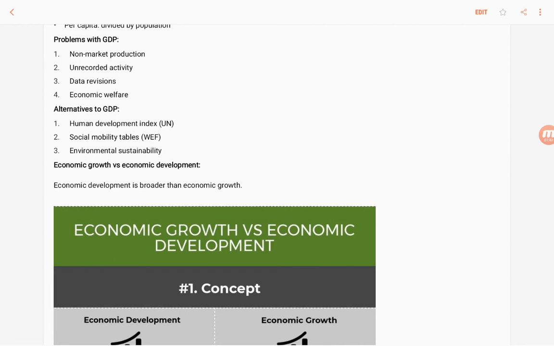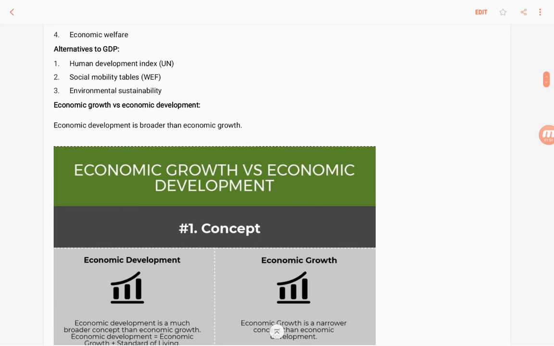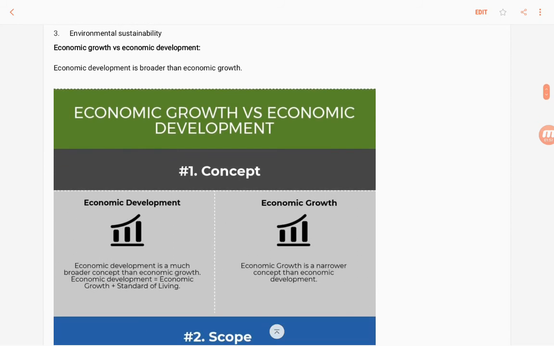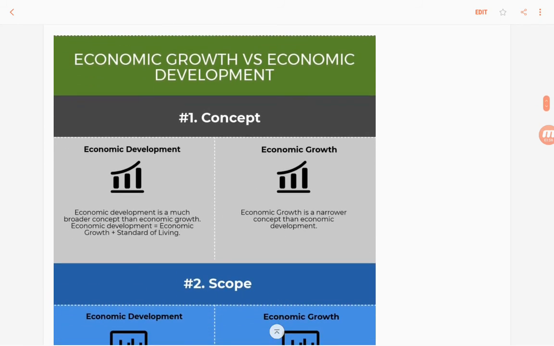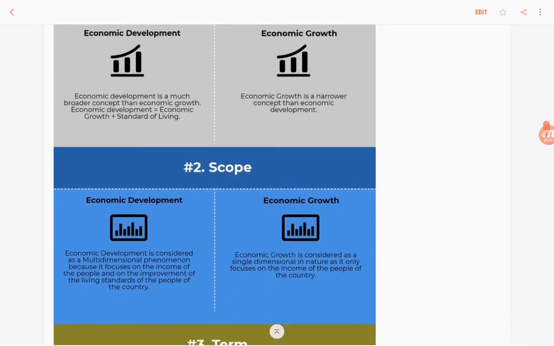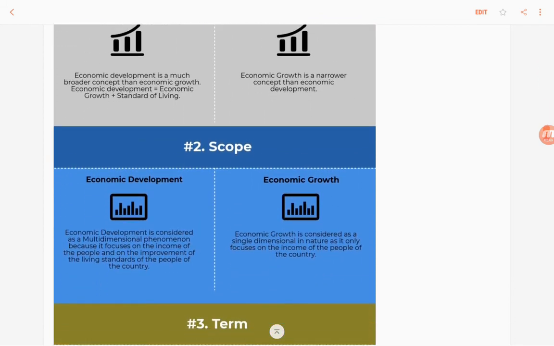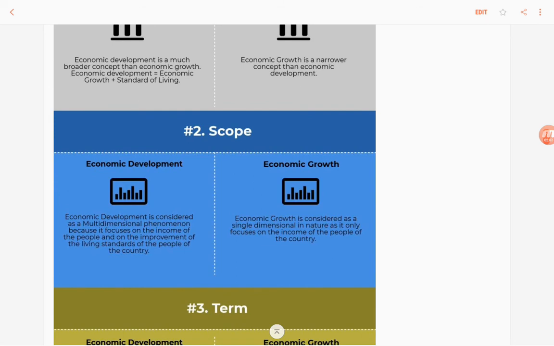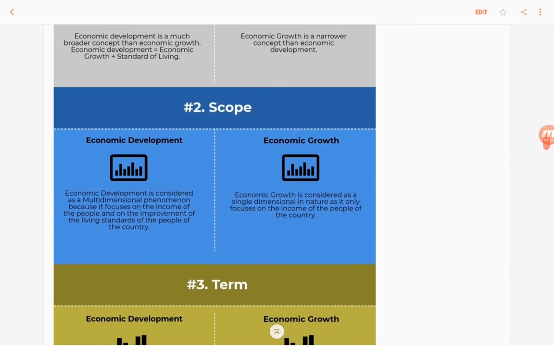Finally, I would just like to point to the differences between economic growth and economic development. Economic development is a much broader concept than economic growth. There are 7 key differences between economic growth and economic development. This infographic explains it. Economic development is a broad concept. Economic growth is a narrow concept. Economic development is multidimensional and includes aspects of living standards, while economic growth only focuses on national income.